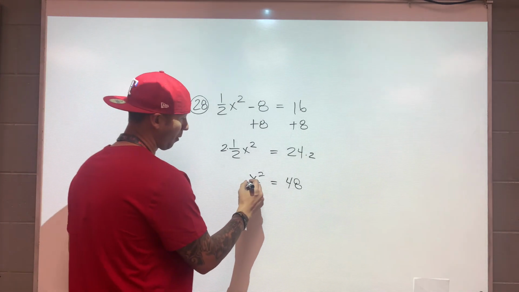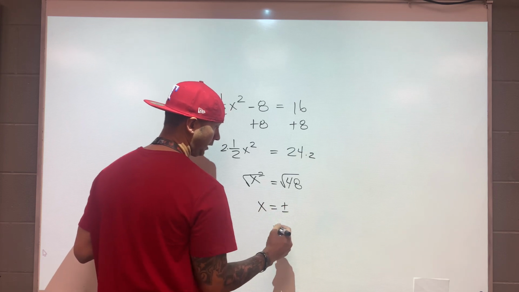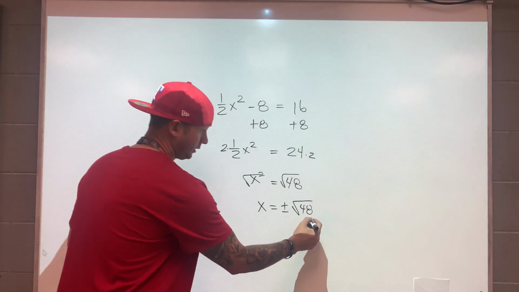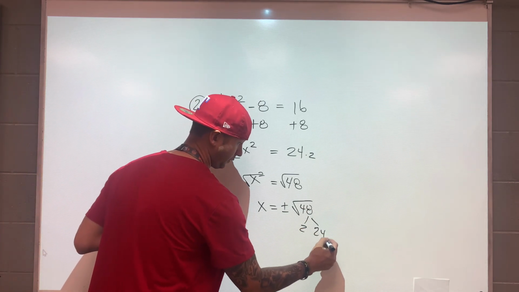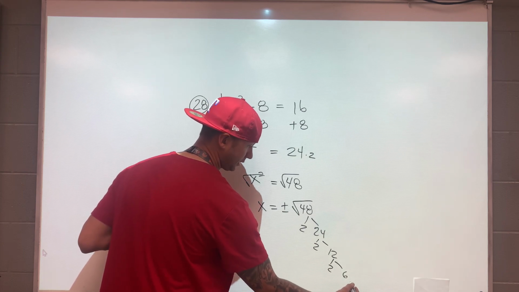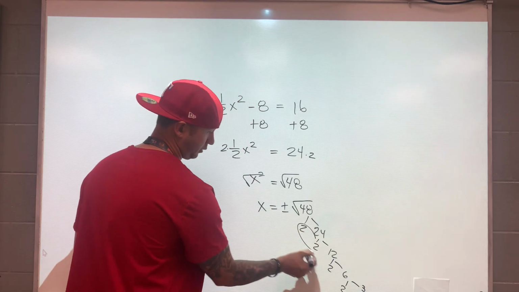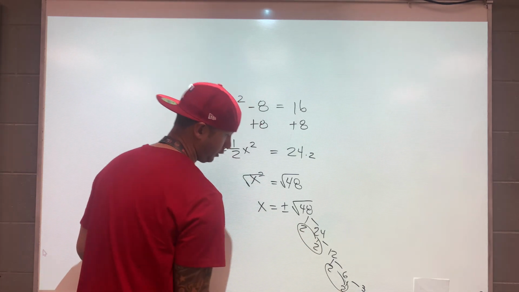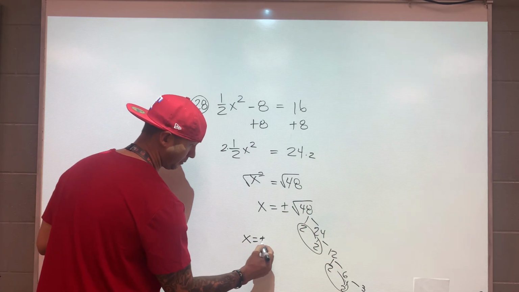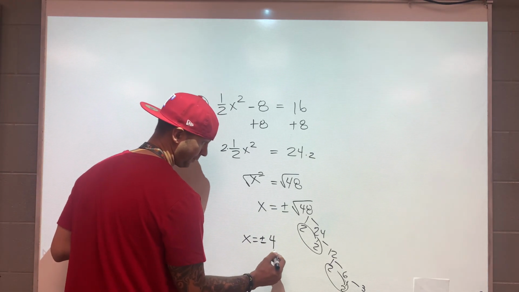Solve for x. Plus or minus square root of 48. So this is going to be 2 and 24, 2 and 12, 2 and 6, 2, 3. So 1 pair, 2 pairs. So x is equal to plus or minus 2 times 2, which is 4, root 3.